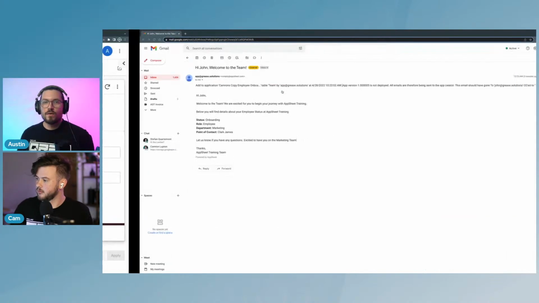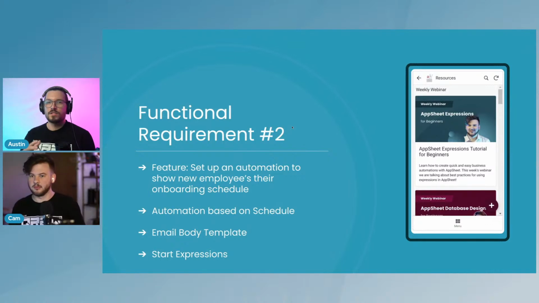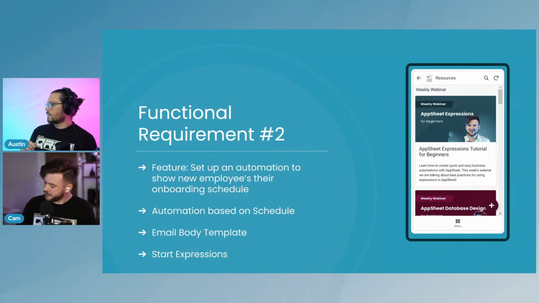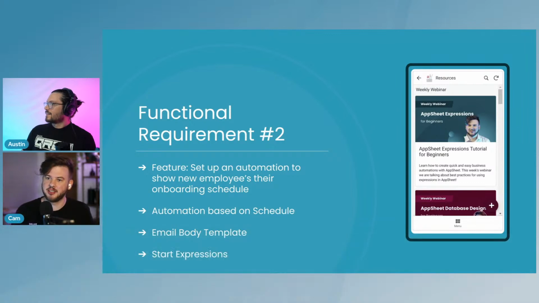Yeah. So Jeremy's been working on the new AppScript feature. That's pretty cool in the new AppSheet editor. And so he said that you can extend AppSheet to authenticate all of your workspace apps, like Drive, Keep, as well as GCP, since AppScript has connectors built in using your Google account. So it saves you OAuth hurdles. That's pretty sweet. Just like 2 days ago, I was commenting on AppSheet's LinkedIn post about them having the AppScript native connector action, native task or whatever you want to call it, inside of bots now.